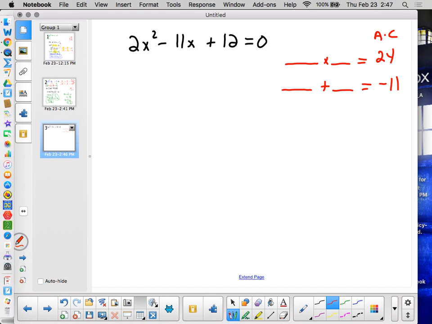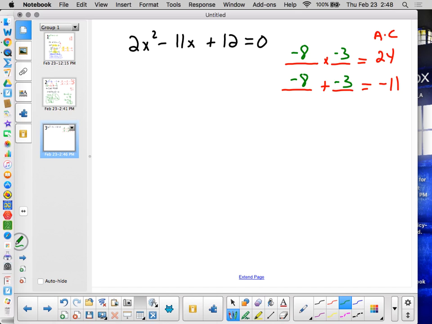Well, if they're multiplying to give me a positive and adding to give me a negative, both numbers must be negative. So negative times a negative is a positive, and a negative plus a negative is a negative. Rules from that. What are my magic numbers here? I think we got negative 8 and negative 3 in the mix. So those are my magic numbers.